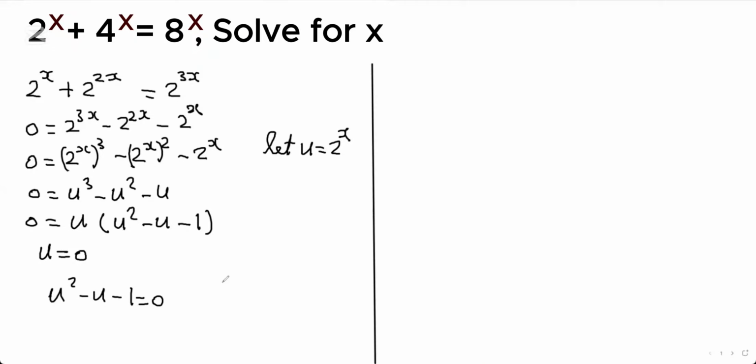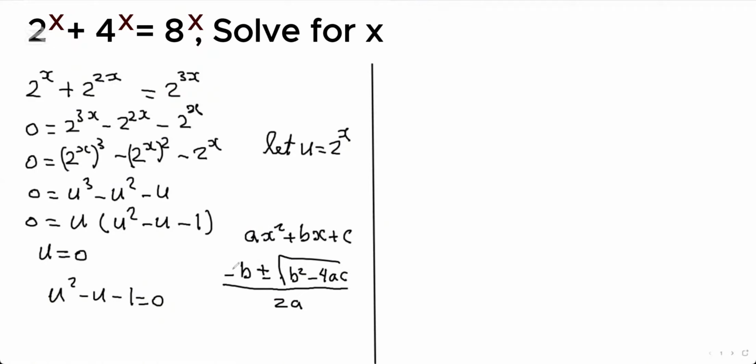So the quadratic formula, I'm just going to write that for you here. It's negative b plus or minus square root of b squared minus 4ac all over 2a. And you know this comes from the equation ax squared plus bx plus c equals 0. Now, if you compare this to this, now we could tell the a here is going to be 1, the b is going to be negative 1, and the c is also negative 1.